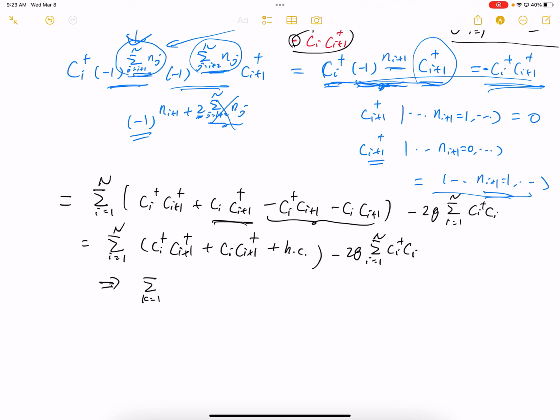So at the end of the day, we're going to change this to some epsilon k, and then I can call it something different. Let me just call it f_k dagger f_k. So we want to change this to some non-interacting fermions with some diagonalization. Yeah, question.